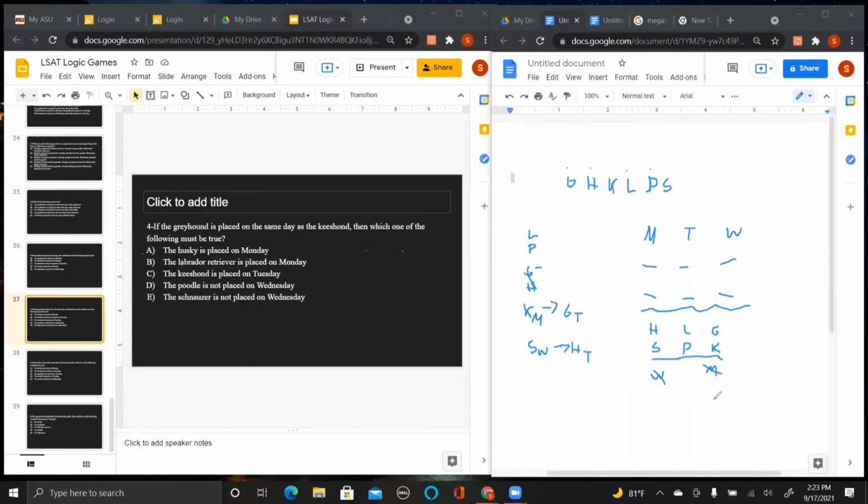The Labrador is placed on Monday. Again, yeah, these guys can go anywhere as of right now, as far as I'm concerned. So that could be true. I'm not seeing any reason it has to be, though. I'm not crossing them off because they're not false, but they just don't strike me as something that has to be true quite yet. It could be they turn out that way, but the Keeshond is placed on Tuesday.